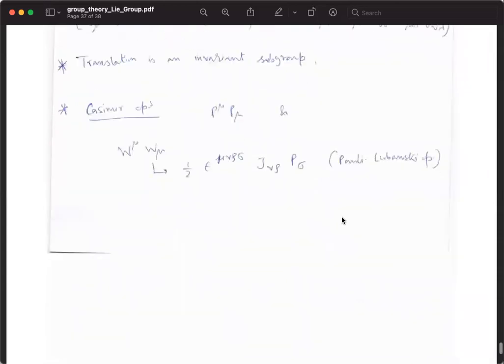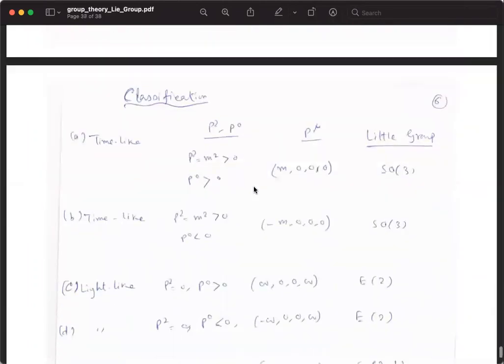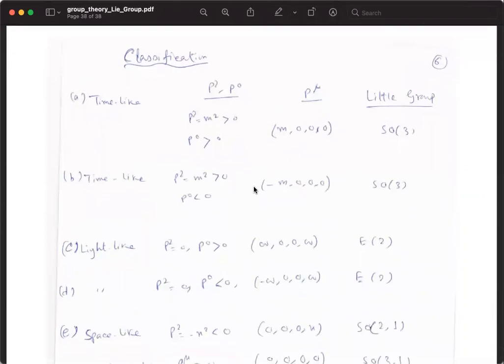And here we can define the Casimir operators, which are like P squared, which is the mass squared, invariant under the Lorentz transformation as well as the Poincare transformation. And then we have this W_mu, which gives the W squared, the Pauli-Lubanski, which basically gives you the spin. So spin squared, or W squared, is also a conserved quantity. These two Casimir operators one can find out. Now we can classify based on different choices of this Poincare transformation.